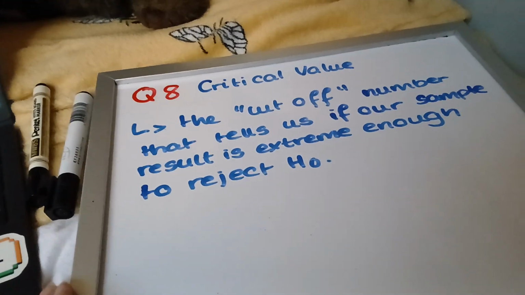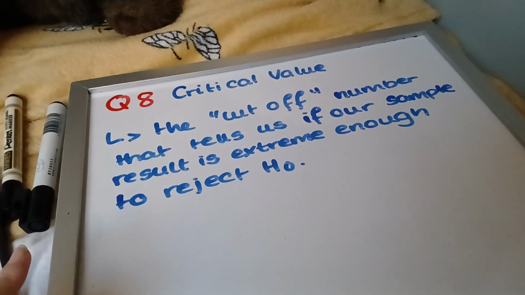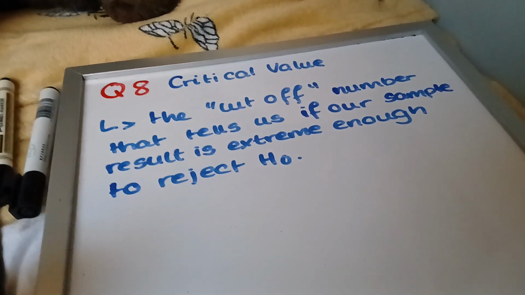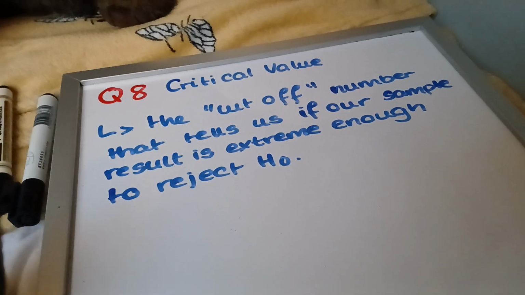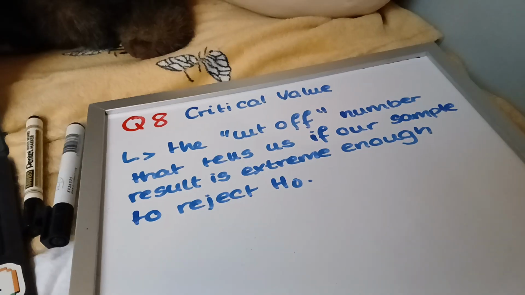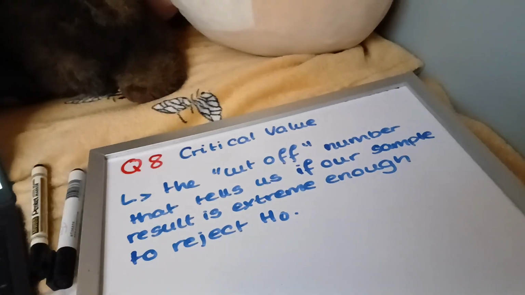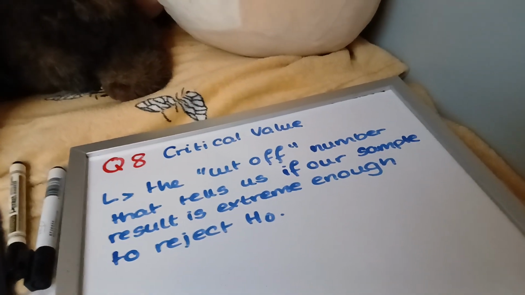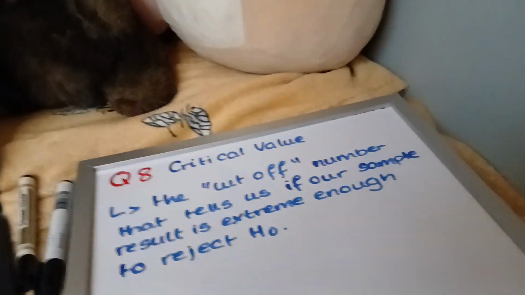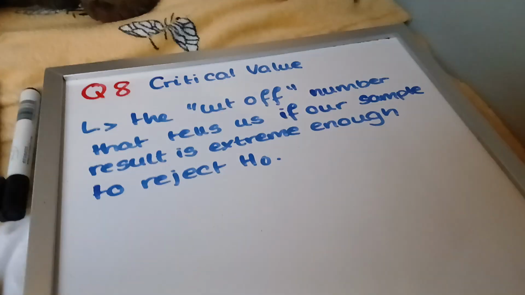So question 8 asks for the critical value. We have done this before. The critical value is the cutoff number that tells us if our sample result is extreme enough to reject the null hypothesis. From the previous question, we found that our test statistic was minus 2.3. So the critical value will be our cutoff point to tell us if minus 2.3 is outside of the range, and therefore we can reject the null hypothesis.